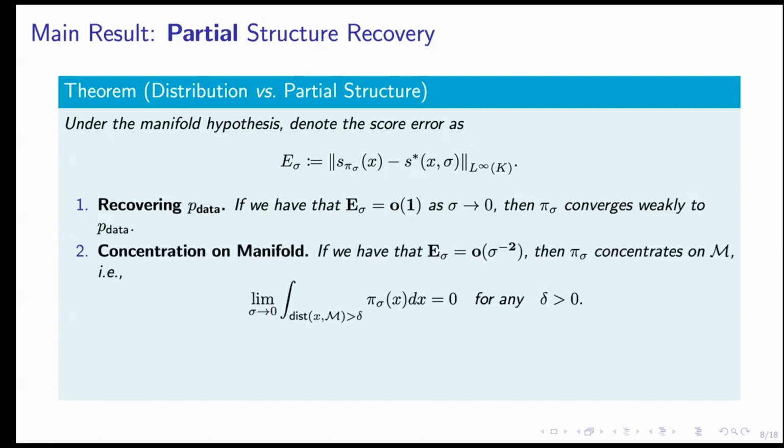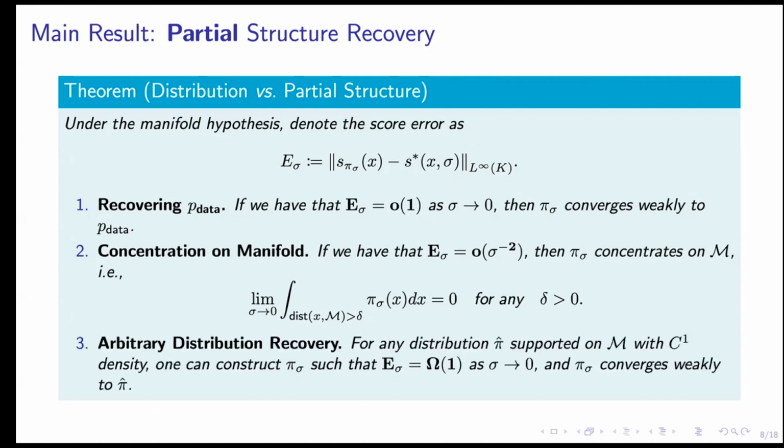However, if we have E sigma of the order small o(sigma^-2), then we can show that pi sigma concentrates on the manifold. So the off-manifold density will quickly diminish as sigma goes to 0. This is not yet the full story.